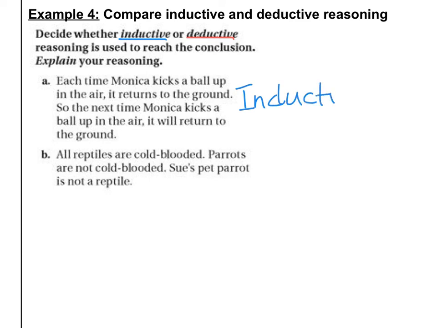because we are basing our information, our conclusion, on a pattern. So based upon what she's done before, we assume that when she kicks the ball up in the air, it will come back to the ground. I hope so, unless she has some powerful leg that kicks it out of this world. Okay? And then let's read the last one there. All reptiles are cold-blooded. Parrots are not cold-blooded. Sue's pet parrot is not a reptile. And obviously that is deductive because we are basing it upon the definition of cold-blooded. Reptiles are cold-blooded. The parrot is not cold-blooded, therefore the parrot is not a reptile.